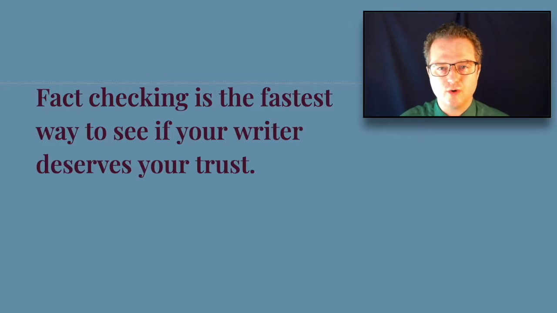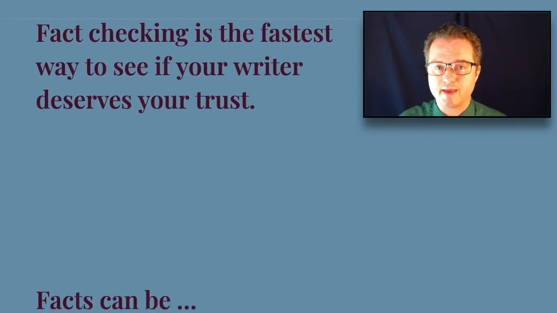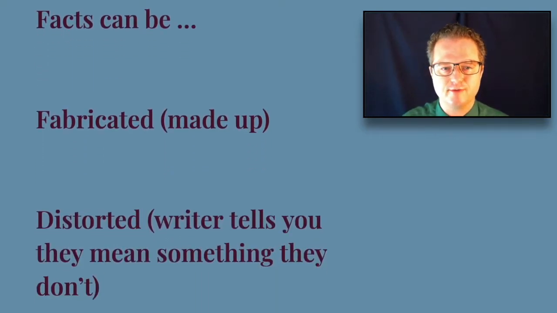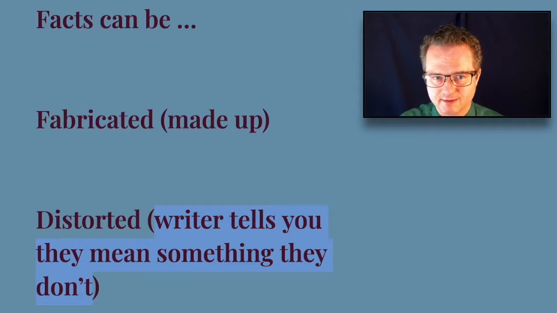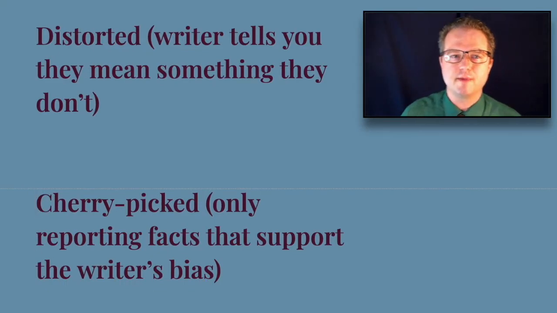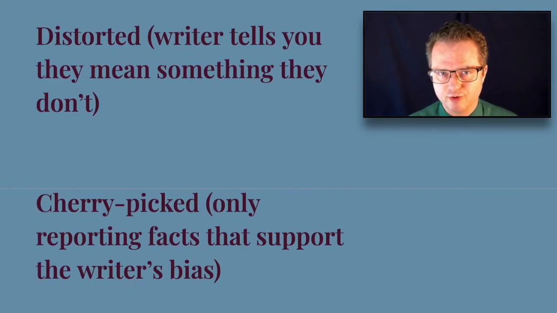Facts can, of course, be fabricated. Some people just make things up. They can be distorted. Sometimes somebody will give you facts that are true, but they'll tell you, here's what these facts mean, and they'll give you a meaning that doesn't fit with the actual facts. Sometimes facts can be cherry-picked. And cherry-picking is when you only mention the facts that agree with your original position, your original bias. And this is surprisingly easy to do.